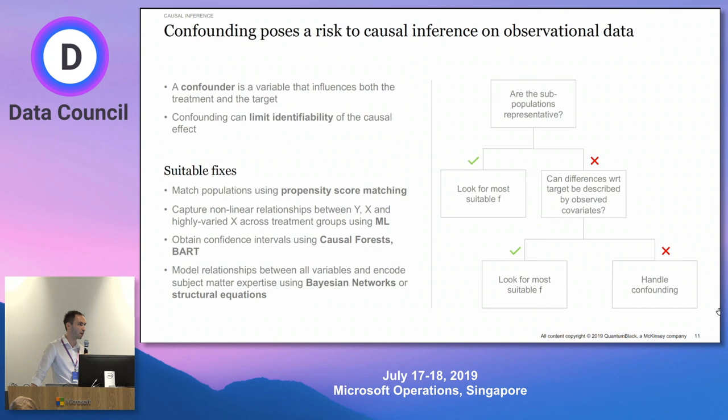propensity score matching. Susan Athey has published lots of papers on causal forests. So there are quite complicated, still black-boxy models which claim to be able to handle confounding. And the topic that I want to talk about the most, because it's my academic background and it's the thing that I force all my colleagues to use at QB, is Bayesian networks.